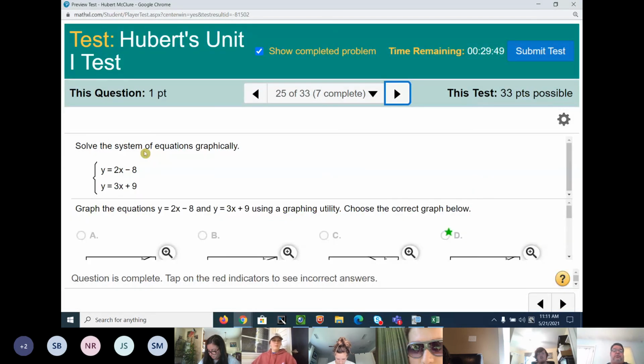Solve the systems of equations graphically. This I would do on a calculator, because why? Y is equal. And it says graphically.